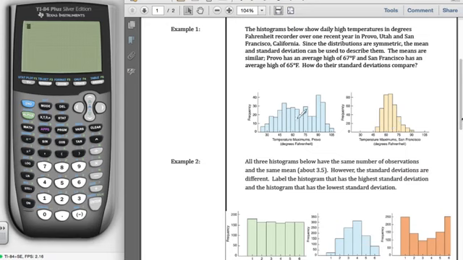For Provo, I can see this data is very spread out. I can see the lowest this goes is somewhere around 20 degrees Fahrenheit, and the highest this distribution goes is somewhere around 105, 108 or so degrees Fahrenheit. San Francisco, the lowest it goes is somewhere just above 45, maybe 47, 48. And the highest it goes is just above 90, maybe 92 or 93. And so I could say, well, this should have a higher standard deviation.